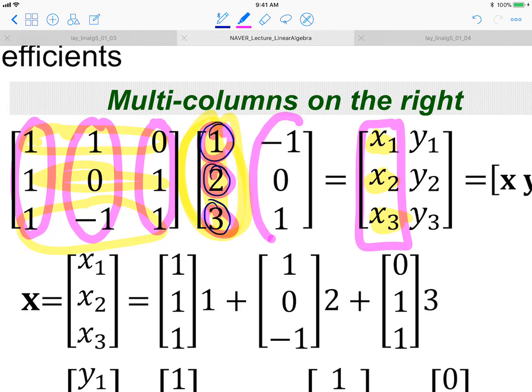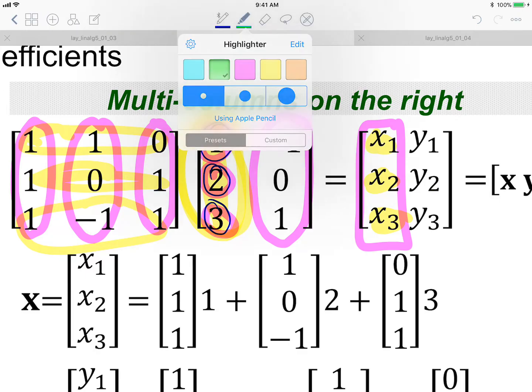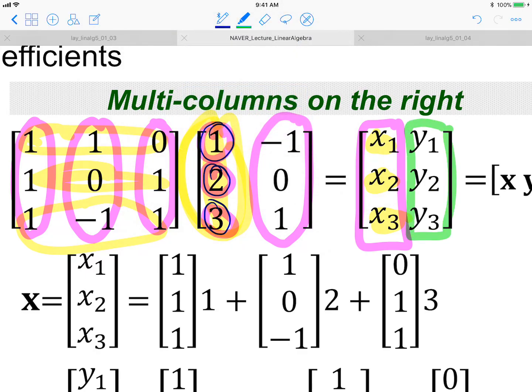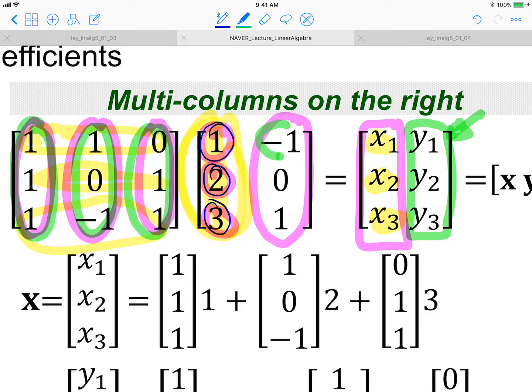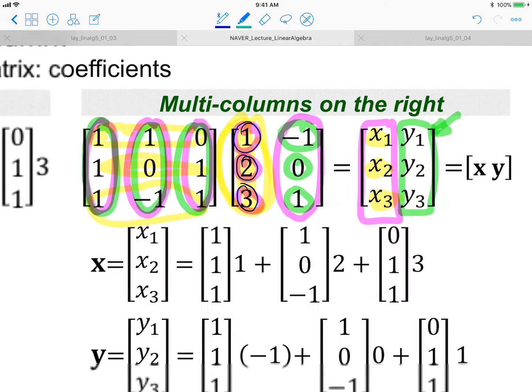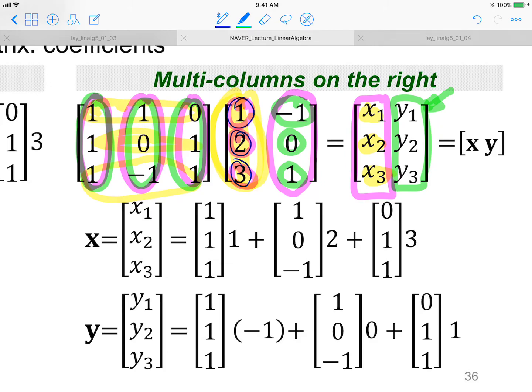And then what about these values? These values will form the second column in our resulting matrix, and they will use the same column vectors but with different linear combination coefficients. Okay.